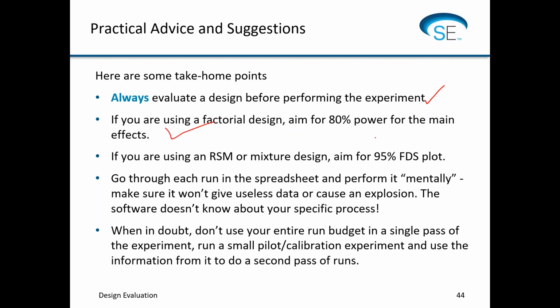If you're using an RSM or mixture design, aim for 90 to 95% in the FDS plot. Go through each run in the spreadsheet and perform it mentally. Make sure it's not going to give you useless data or cause an explosion or something like that. Like if you have temperature and pressure set to its high value, make sure there isn't something that you know is going to go wrong there. Because unfortunately, the software doesn't know or care about your specific process. It just cares about the math.